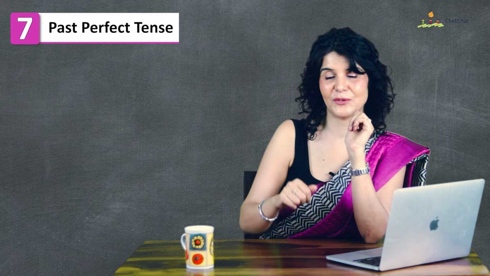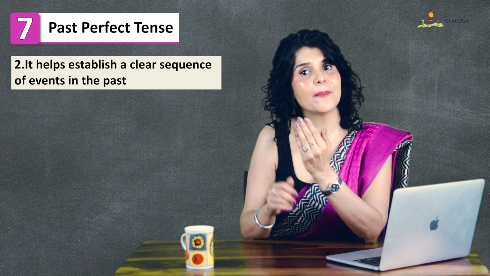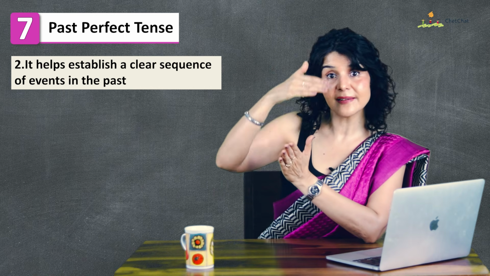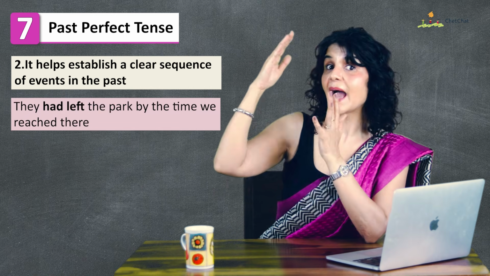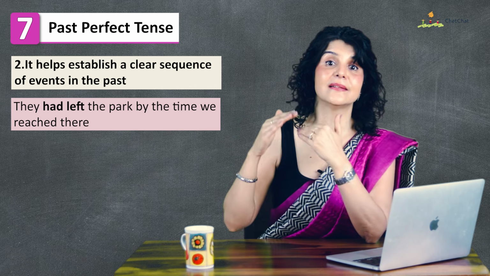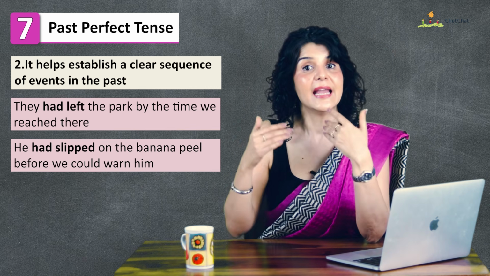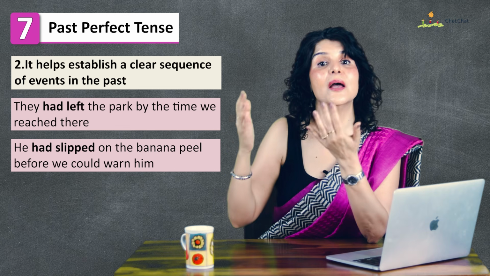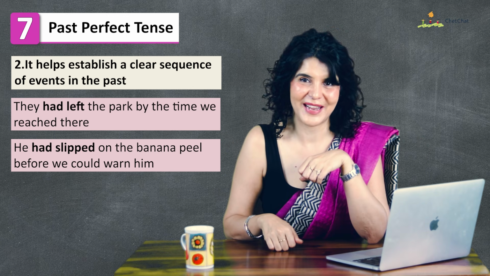Let's look at the second use. It helps establish a clear sequence of events in the past. They had left the park by the time we reached there. He had slipped on the banana peel before we could warn him.